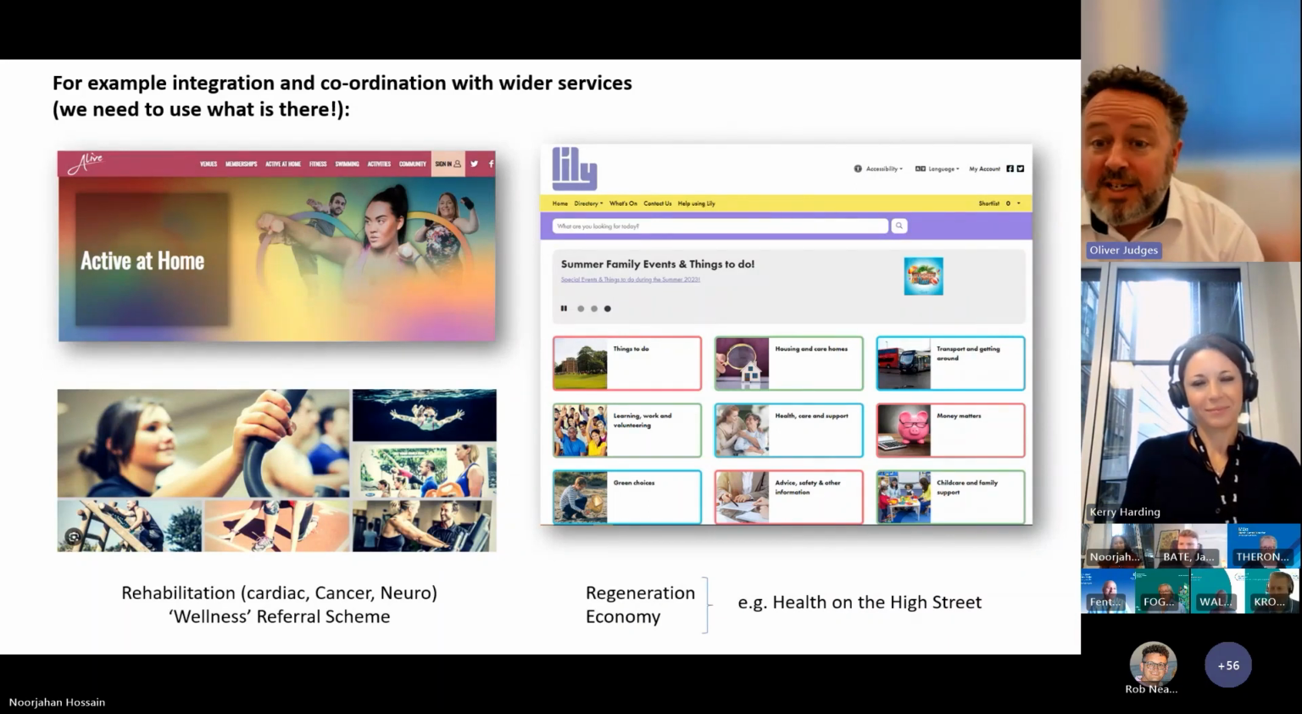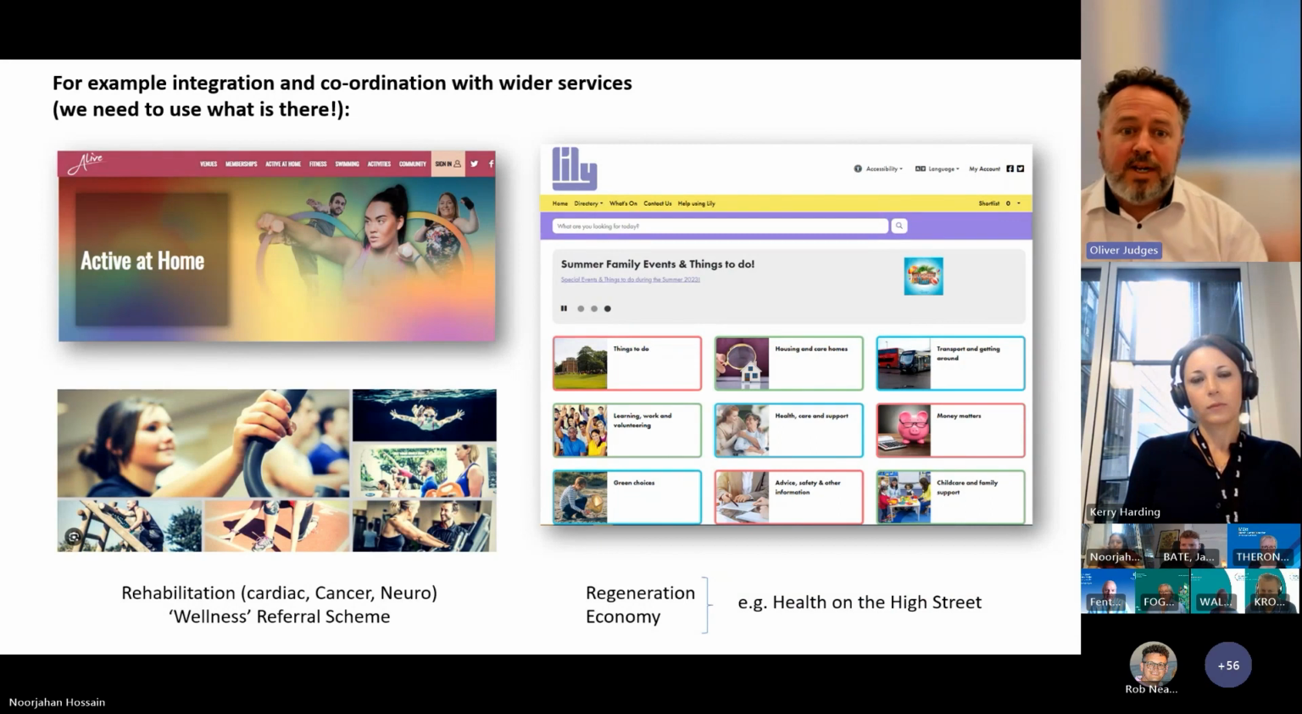We have leisure centres that already engage, and we know a lot of places do engage around this: musculoskeletal, rehabilitation, cardiac, cancer, neuro rehab, and wellness referral schemes, something around weight loss, etc. Again, we're trying to engage on that more. The key thing is a lot of these aren't well used. So we need to make sure that those are promoted and used. And if they're not delivering the right things, let's change them so they deliver the right things.